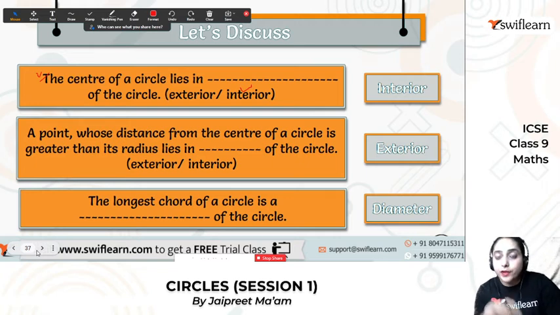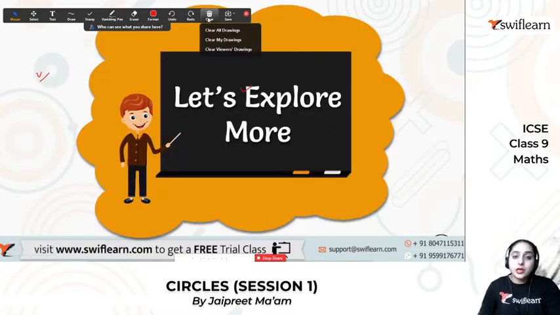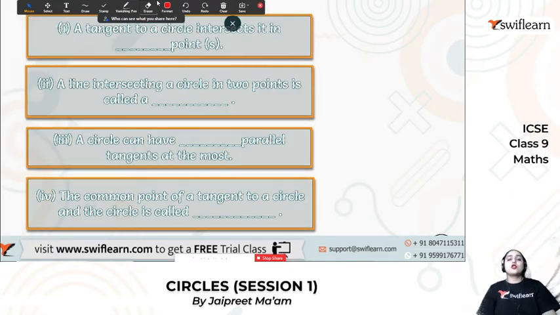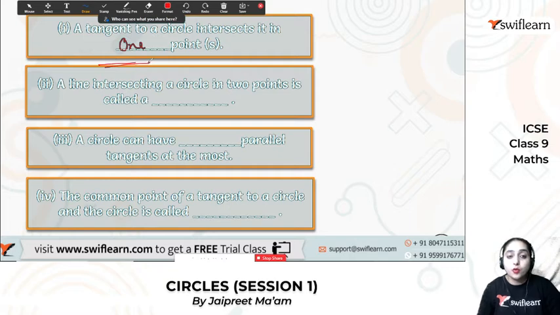These fill-ups can be asked in the form of multiple choice also. So these are often asked in your examination. Very important questions. So let's explore more. How many tangents can a circle have? Yes, it has infinitely many, because a circle is formed of infinitely many points. So let's check your knowledge. A tangent to a circle intersects it at only one point.